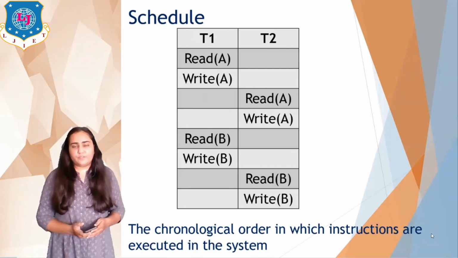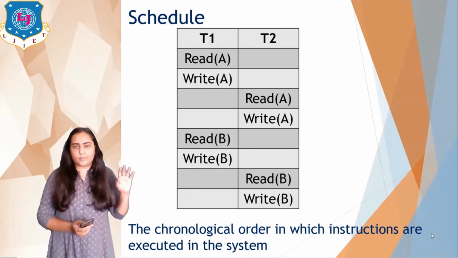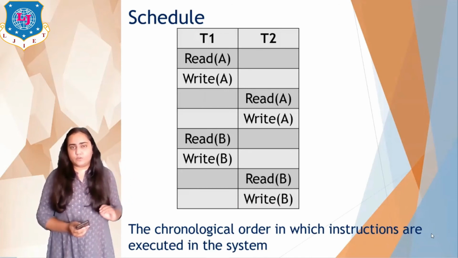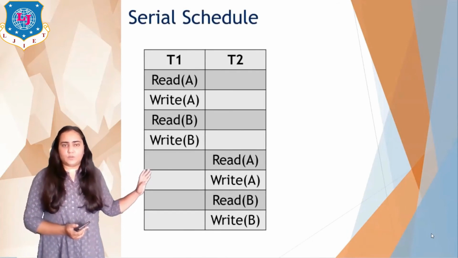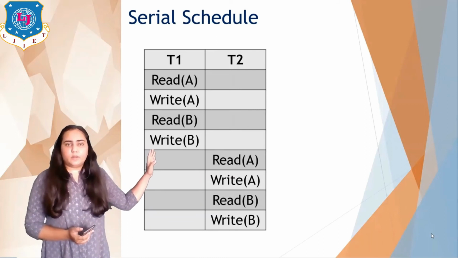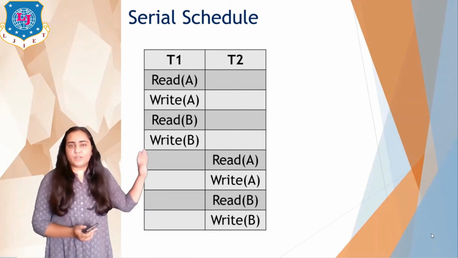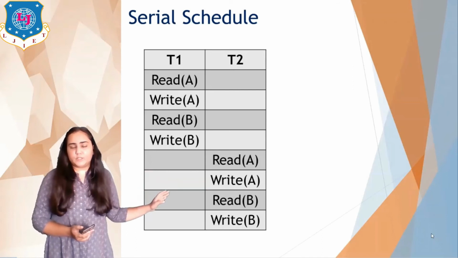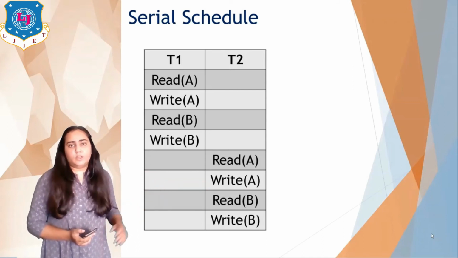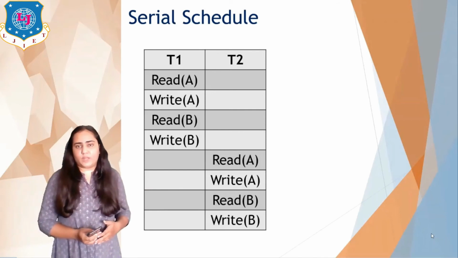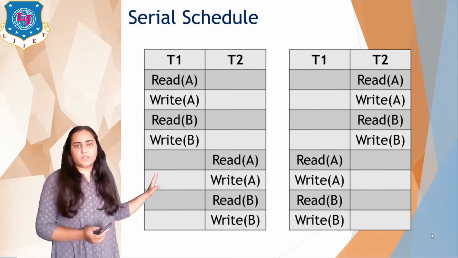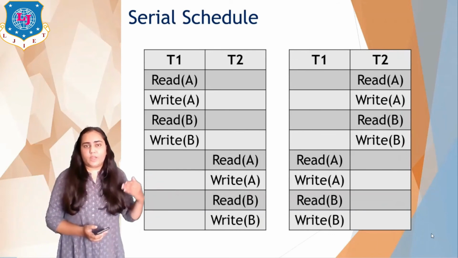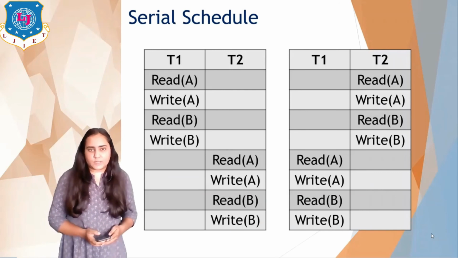But there is also a way of having a serial schedule. A serial schedule is a schedule where one transaction happens, and once it's over, then the second transaction happens. Let's take a look at it. This is one serial schedule where the transaction T1 happens first, and once it is fully finished, only then transaction T2 starts and does its work. You can also have another variant where transaction T2 happens first and then transaction T1 happens. This way you can have serial schedules where one transaction takes place after another.